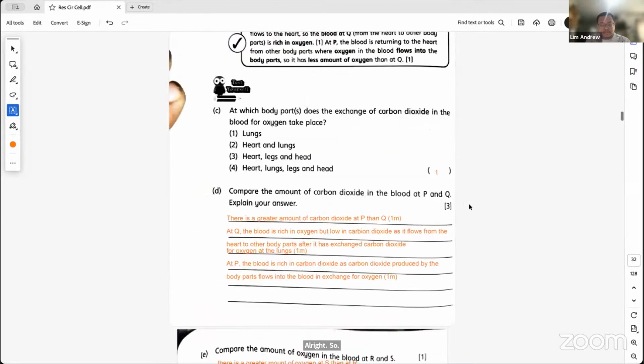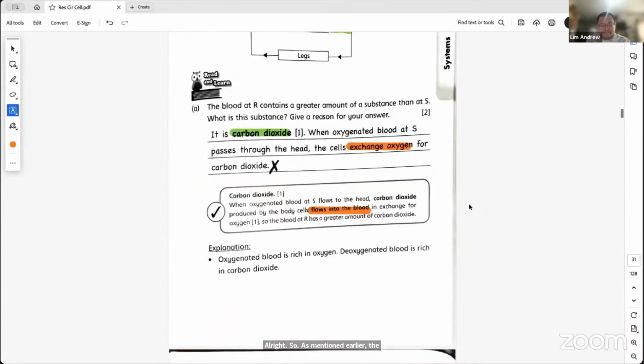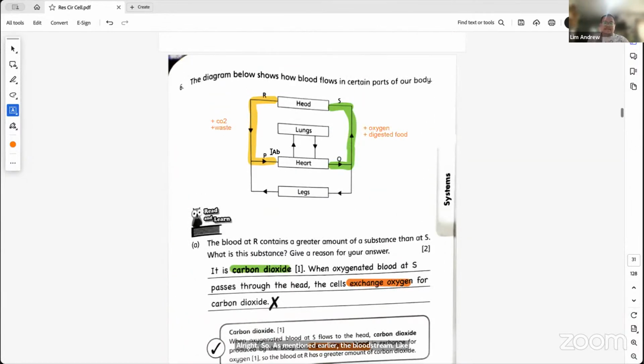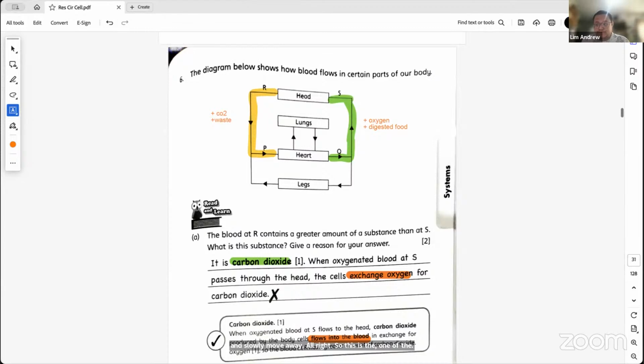As mentioned earlier, the bloodstream diagram. This is a typical blood flow diagram, whereby the blood will first flow from the heart to the lungs and slowly move away. This is one of the diagrams that you will see in examination. It should be on page 31.